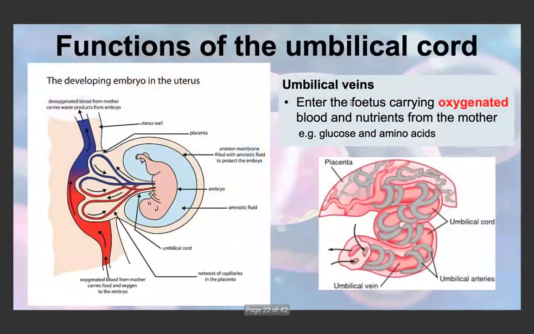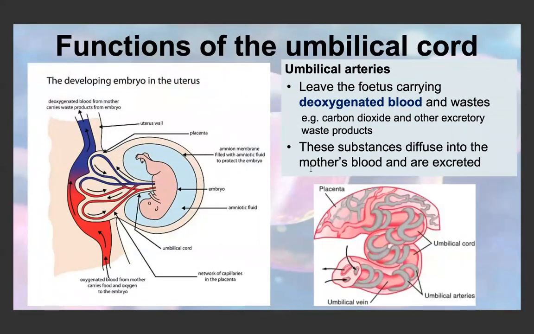So if we look at it here, the umbilical veins enter the fetus and carry oxygenated blood and nutrients from the mother to the baby's heart. The umbilical arteries leave the fetus carrying deoxygenated blood as well as waste, such as uric acid and used waste products, and these then diffuse into the mother's blood and are excreted by the mother.